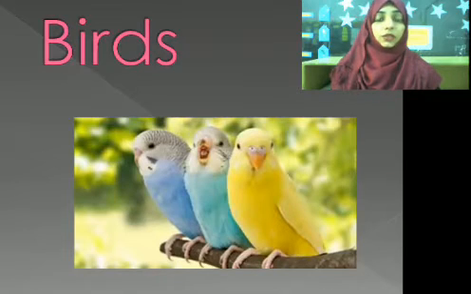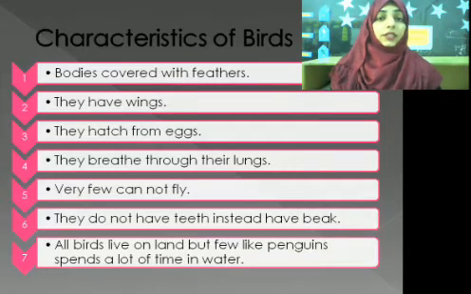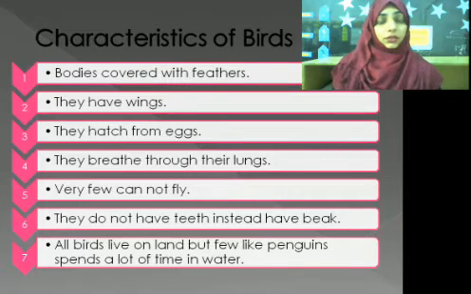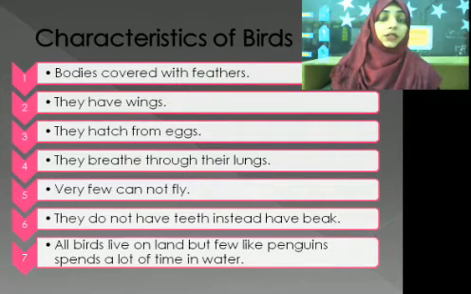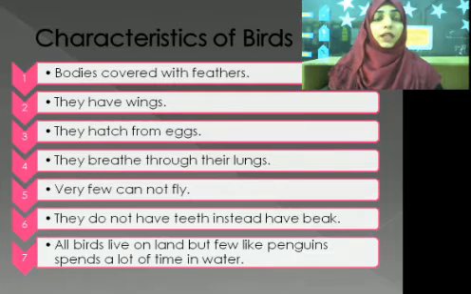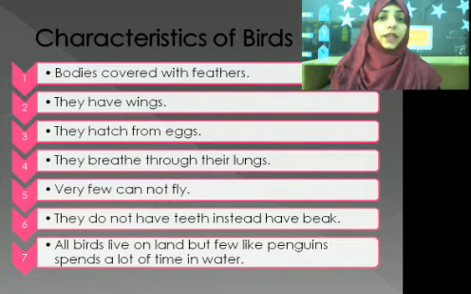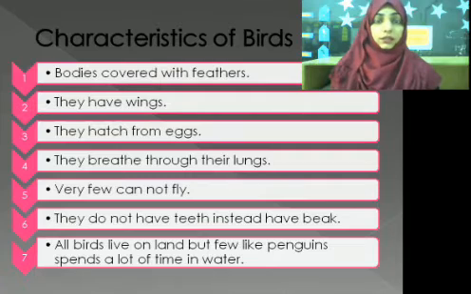An animal you can see which is covered with feathers is a bird. There are different characteristics of birds. As I already told you, their bodies are covered with feathers. They have wings which help them to fly, they hatch from eggs, and they breathe with their lungs. There are very few which cannot fly, like penguins, and they do not have teeth. They have a beak, and the beak has evolved in a way that helps them to eat their food.